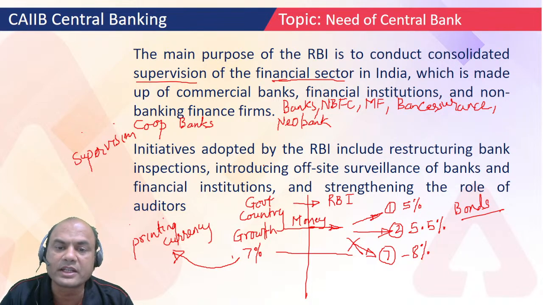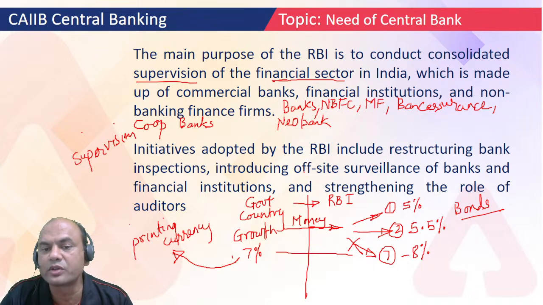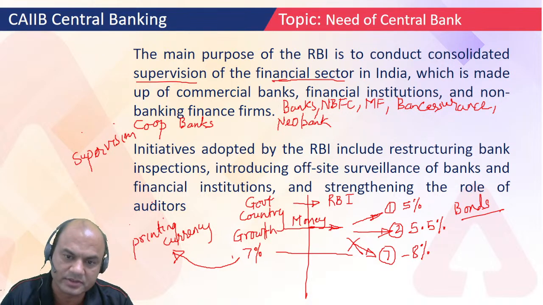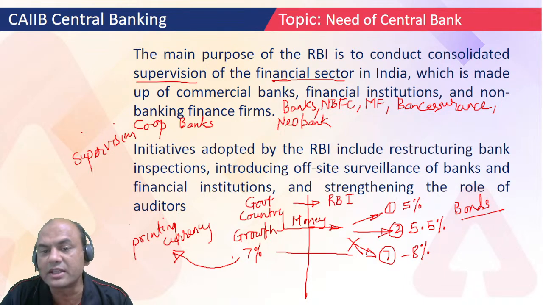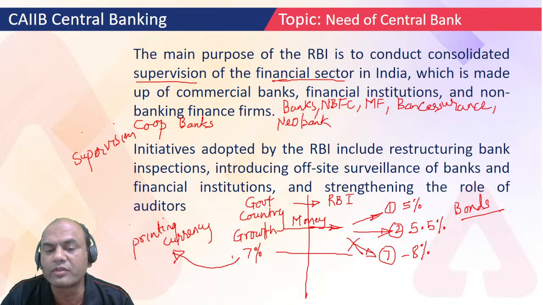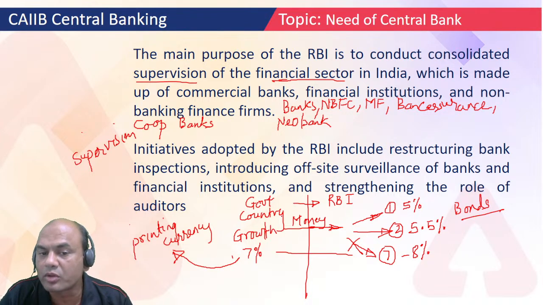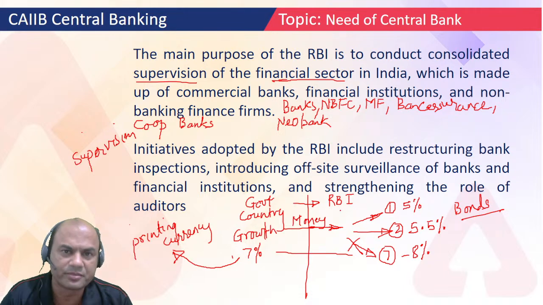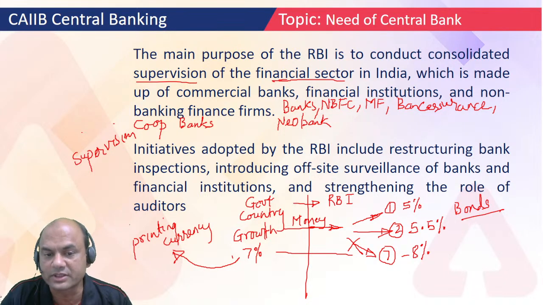Initiatives adopted by RBI include restructuring banks, inspections, introducing offsite surveillance of the banks and financial institutions, and strengthening the role of auditors. Always remember, RBI is always supporting the central government. Without the government, there can't be any RBI. Do you have a central bank without the government as such? No. So RBI's policy will always be supportive of the government's policy.